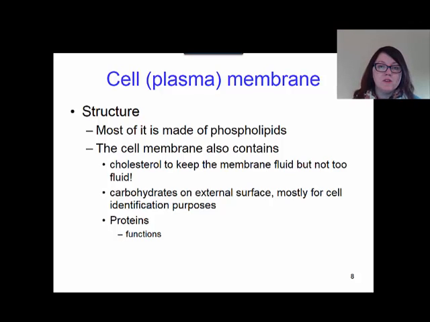The carbohydrates that are there are mostly on the external surface of the cell, and they're mostly there for identification purposes. It's really important for our defensive cells to be able to identify self cells as being self and then not killing those. So those carbohydrates help with that process. But then there's also a lot of proteins in the cell membrane too. And there are lots of different functions for the proteins in the cell membrane.